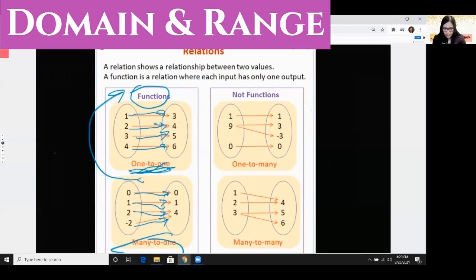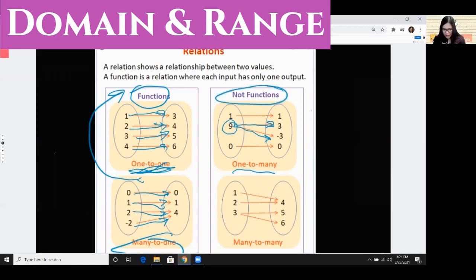Next, we have a non-function. Again, we have 1:many. Look at the positive 9. It corresponds to positive 3 and negative 3. So we use positive 9 twice. It is more than 1. So therefore, this one is considered as a non-function. Take note of that. Okay.